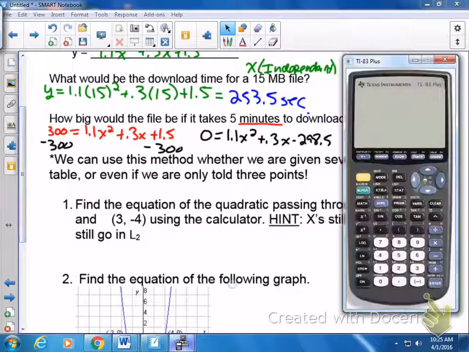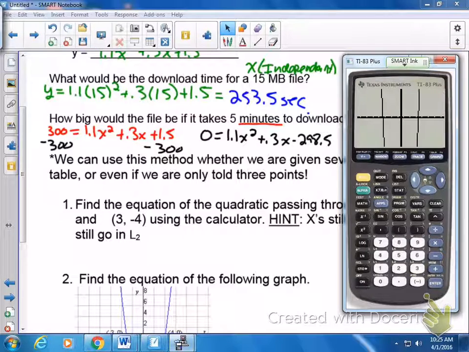So I'm going to get out my calculator, and I'm going to put this equation that we just wrote into y1. Let me clear mine out a little bit here. So I'm going to put 1.1x squared plus 0.3x minus 298.5. Now I want to find my x-intercepts or my solutions, so I need to put 0 into y2.